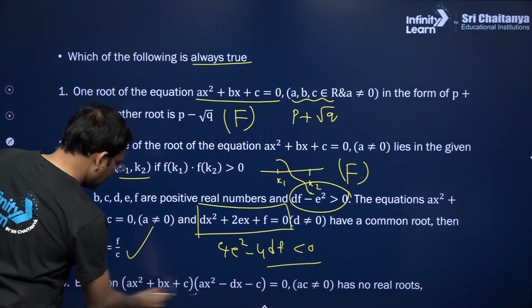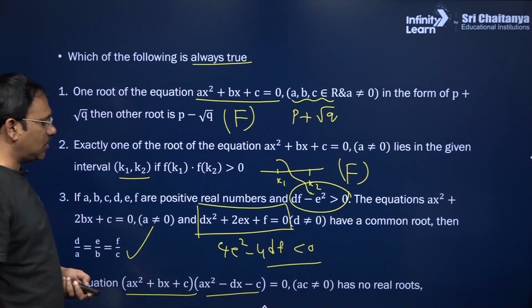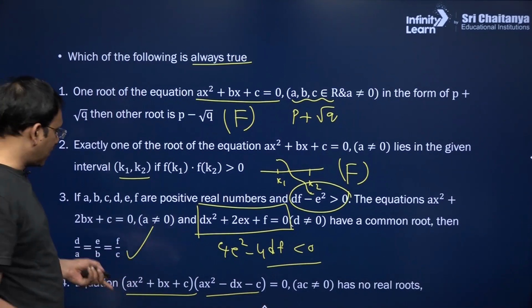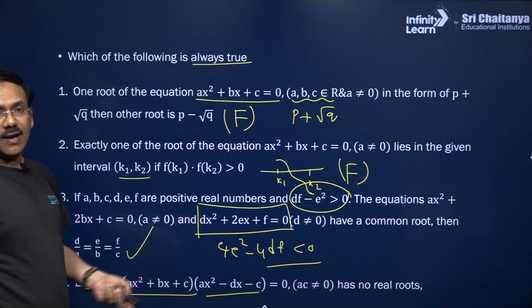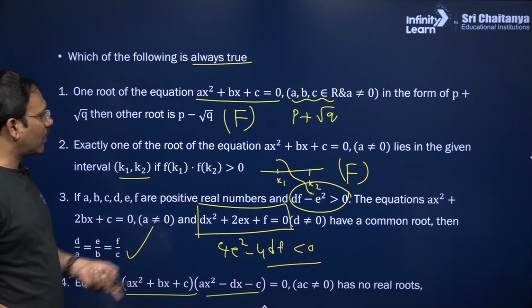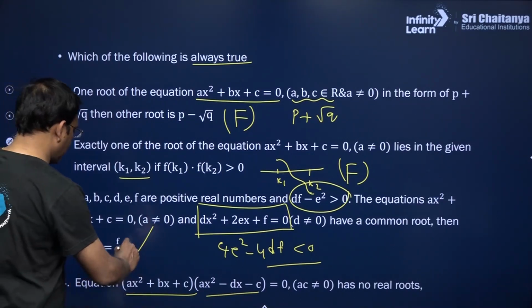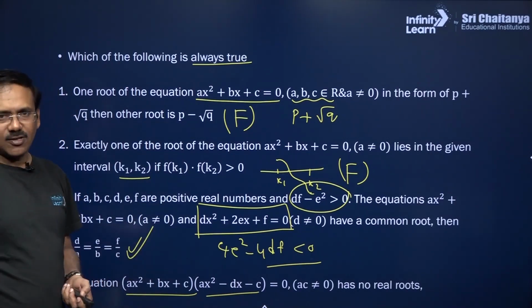Next, my dear friends, this product of these equations is 0, has no real roots. We can't say because ABC and ADC are independent, my dear friends. So we can't say that. So we are sure that option 3 is the right answer.